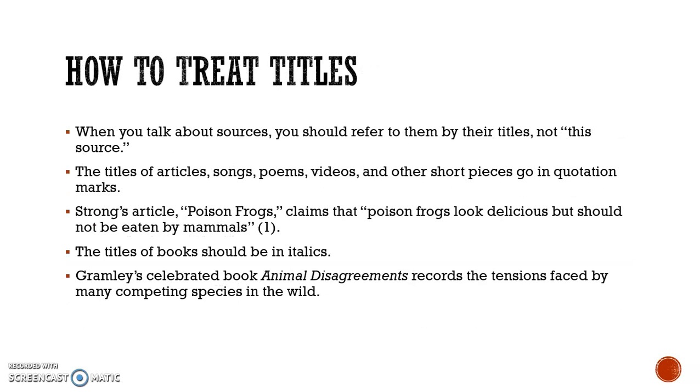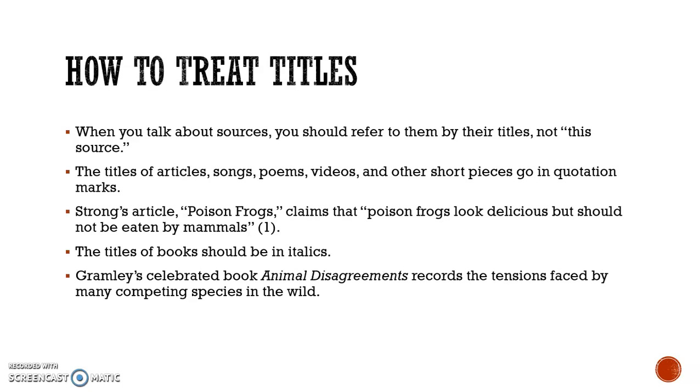I do want to remind you really quickly as we work on these that you need to be treating titles correctly when you write them. When you talk about sources, just call them by either their title or say like Young's novel or Strong's article. Don't call them "this source." That's very confusing for your reader. I wrote that in a lot of your paper proposals, and it actually makes a lot of sense why you did it in the paper proposals, but don't do it in the paper because it will not make sense.